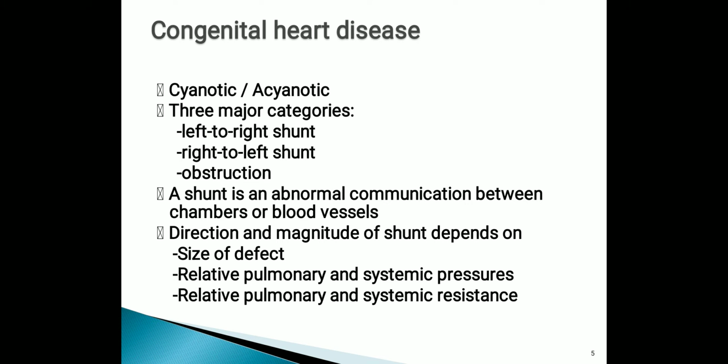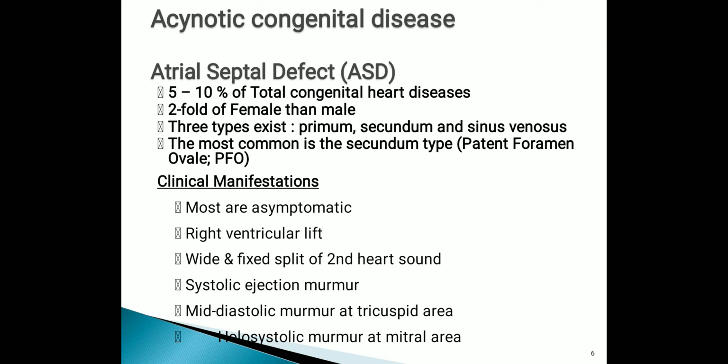Congenital heart disease has two types, cyanotic and acyanotic. Divided in three major categories: left to right shunt, right to left shunt, and obstruction. A shunt is an abnormal communication between chambers or blood vessels. Direction and magnitude of shunt depend on size of defect, relative pulmonary and systemic pressure and resistance.